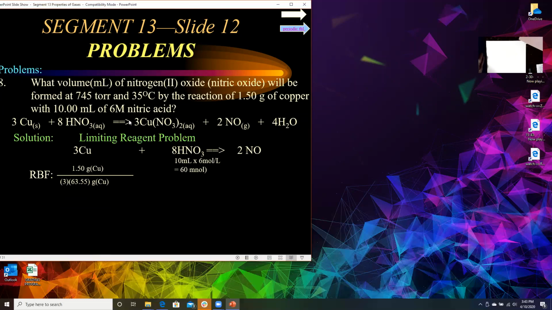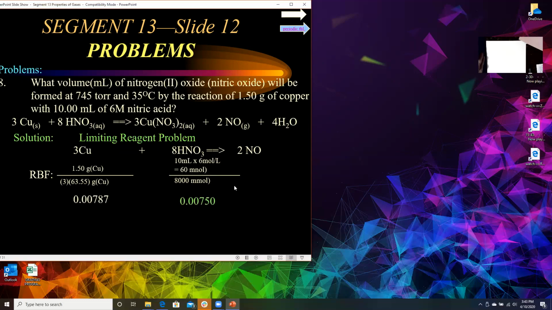Now, we're using 10 milliliters of 6 molar nitric acid. So that's 10 milliliters times 6 moles per liter, which is 60 millimoles of acid that we're putting in. I divide that by the number of millimoles of nitric acid that's shown in the problem, 8 moles, which would be 8,000 millimoles.